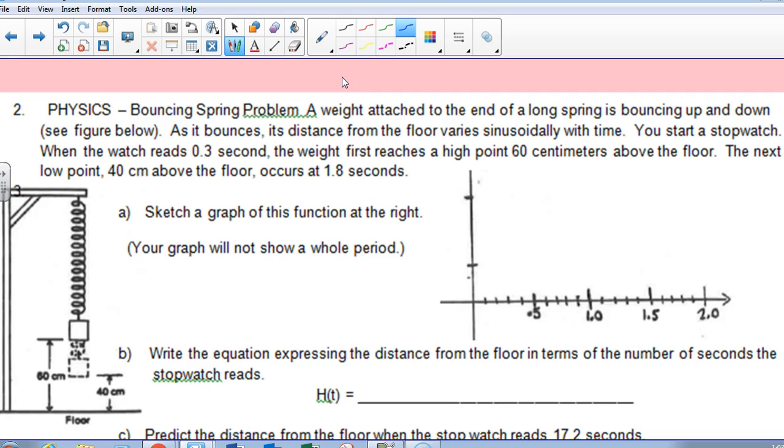That's called dampening, and we're going to work on an equation where it kind of does that next week, where it gets less and less and less. Kind of cool. We're just going to look at a couple examples next week. For today, we're just going to figure out an equation for at least the first period or so. You start a stopwatch. When it reads 0.3 seconds, the weight reaches a height of 60 centimeters above the floor. What's that mean? The height, the maximum is?